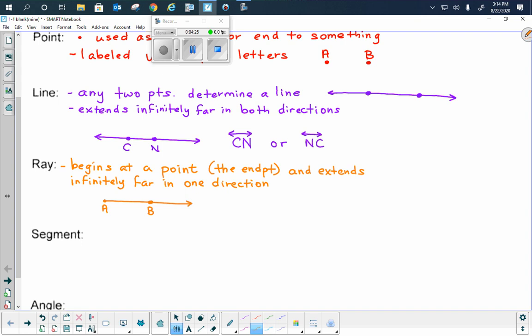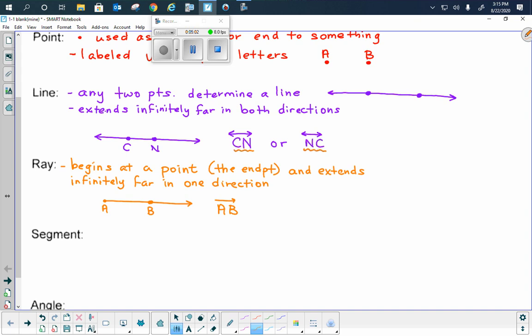If I ask you to name that ray, the thing you need to know about a ray is it begins at the endpoint. So you must start with letter A. Notice in a line, you could change the order. It was CN above or NC. But down here, you've got to start with the endpoint. So you have to start with A. You're saying that arrow travels through B, and the symbol must always go to the right. It looks like a ray and it's above it. I would call that ray AB.